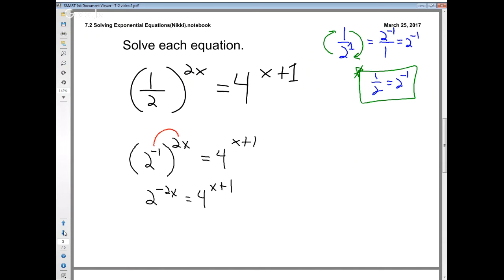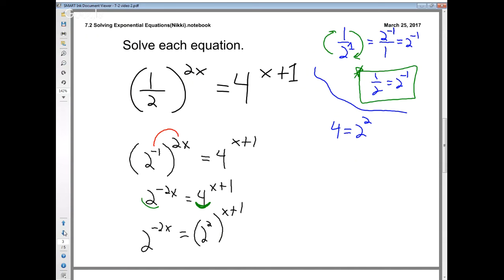Now we can do what we always do. Look at the bases, make those bases the same, then just set the exponents equal. So they're not the same. Let's see if we can rewrite the bigger base in terms of the smaller base. And as all of us know, 4 is the same thing as 2 squared, and that's exactly what we want. So over here, we'll have 2 to the negative 2x. Instead of 4, we'll have 2 squared, and then the power x plus 1 is still on the outside.